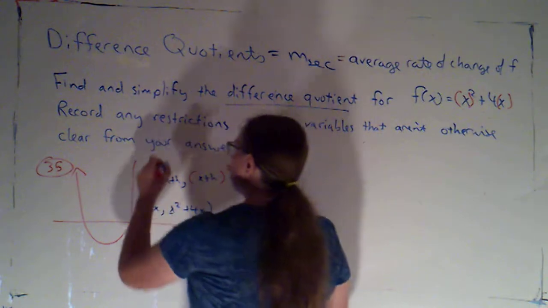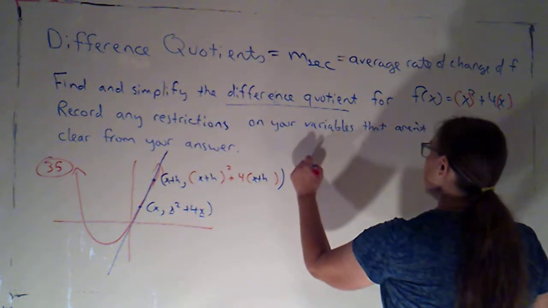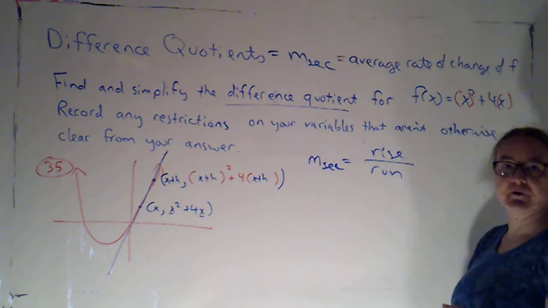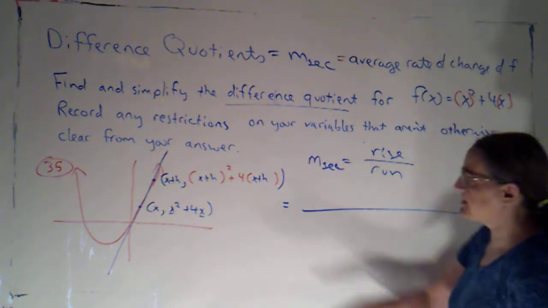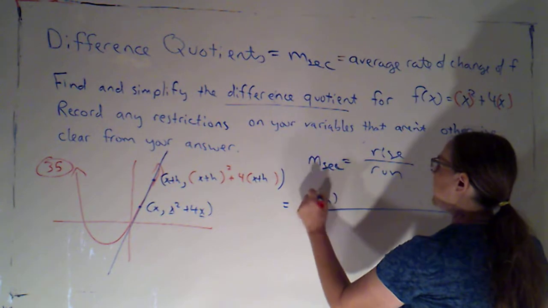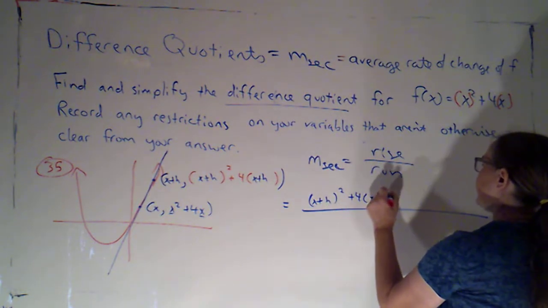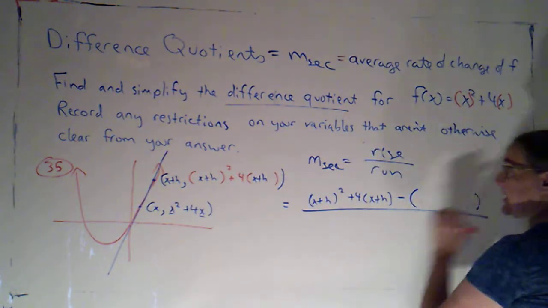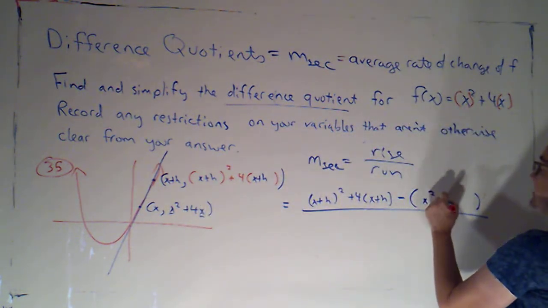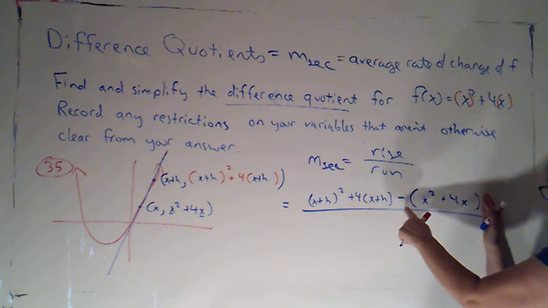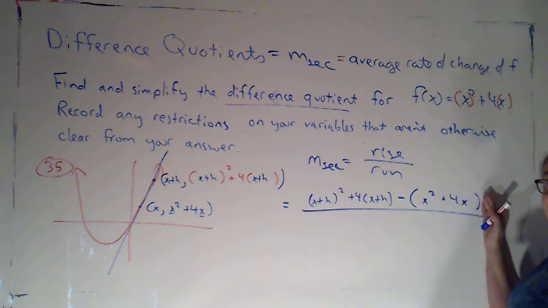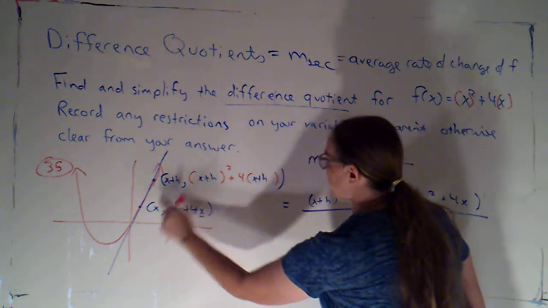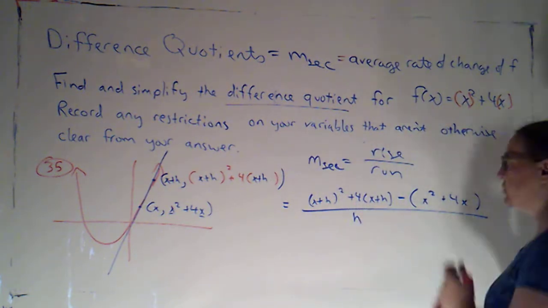All right, so then I've got my secant line, and the difference quotient is just the slope of the secant line, which is just rise over run. So the rise is going to be this y value, x plus h squared plus 4 times x plus h, minus this y value. Now do be careful here, because the y value has two terms, you've got to make sure that you put that in parentheses. As we simplify, we're going to have to distribute that negative so that we're subtracting both terms. And then the run is just x plus h minus x, which of course simplifies to h.